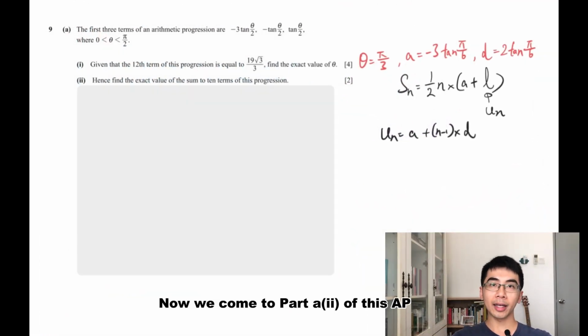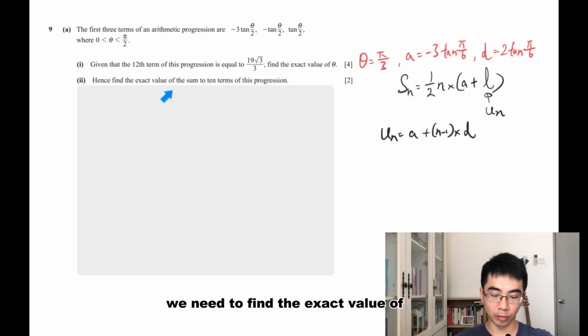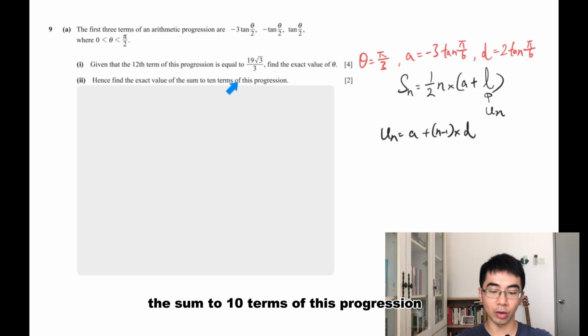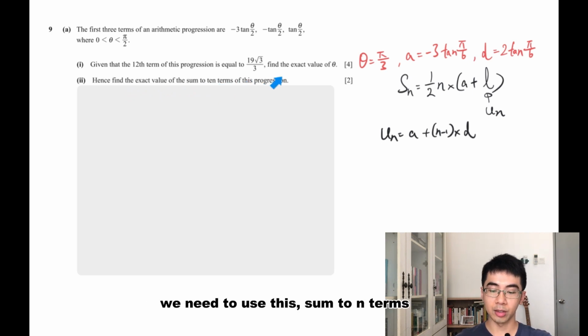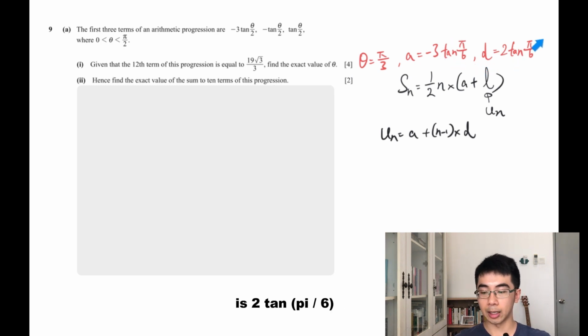Now we come to part 2 of this AP. We need to find the exact value of the sum to 10 terms of this progression. So let's recall some formula. We need to use this sum to n terms, which is 1 over 2 times n times bracket a plus l, where l is the last term. And in part 1, we already know that theta must be pi over 3, and a should be negative 3 times tangent pi over 6, while d, the common difference, is 2 times tangent pi over 6.